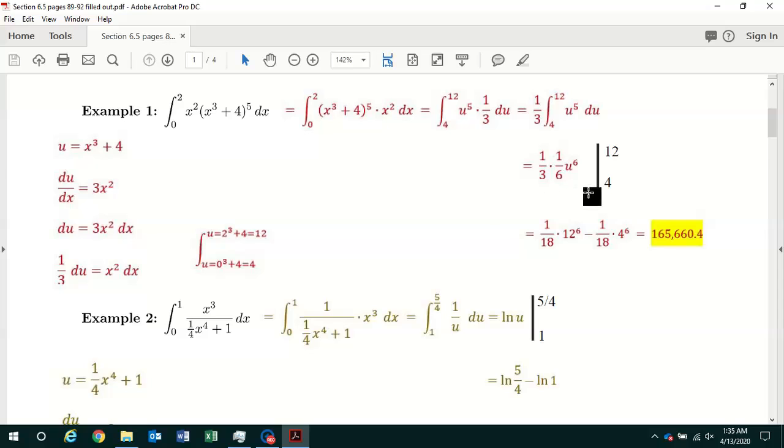And so we put in the upper limit of integration 12 for u, and we have 1/18 times 12 to the 6th power. And then we subtract and put in the lower limit of integration for u, and we have minus 1/18 times 4 to the 6th power. And now this is just arithmetic, and using your calculator, the value of this arithmetic expression is 165,660.4 to 1 decimal place. And so the value of our original definite integral up here is equal to this number right here.